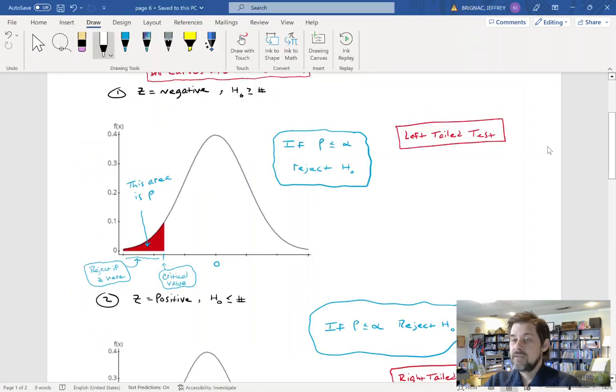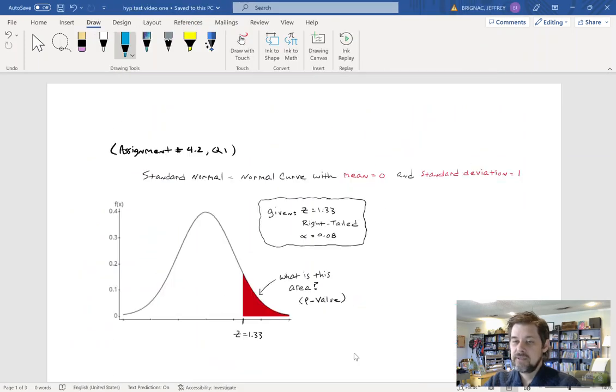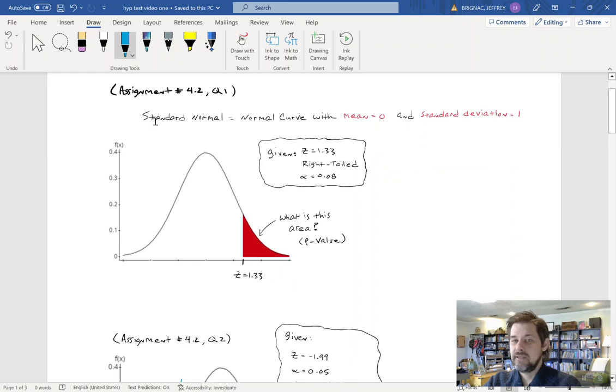So here in this one, we're dealing with this. Again, the standard normal curve on which all calculations are based is the normal curve with a mean of 0 and standard deviation of 1. Given that z is 1.33 and that it's a right-tailed test with alpha 0.08.